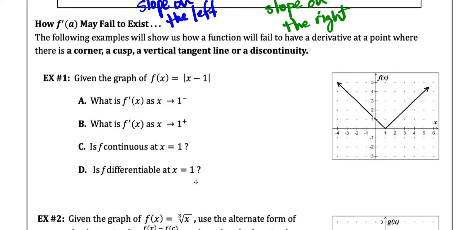But there are lots of places that doesn't happen. This is probably the most famous one. Do you guys think you could answer A and B right away, or should we do them together? Together. All right, sounds good.